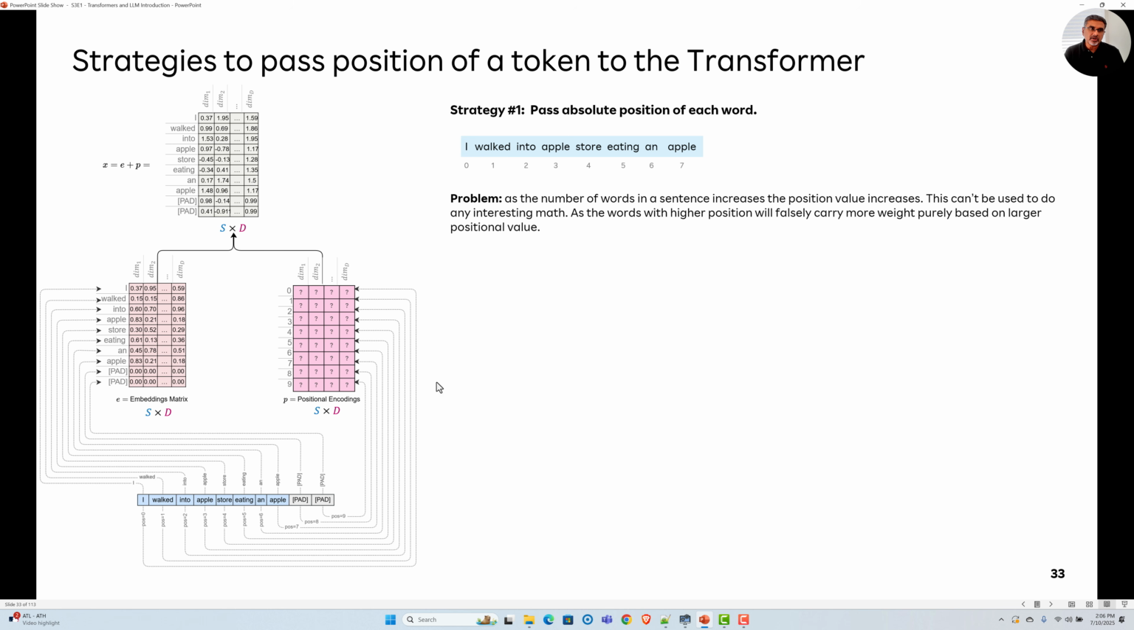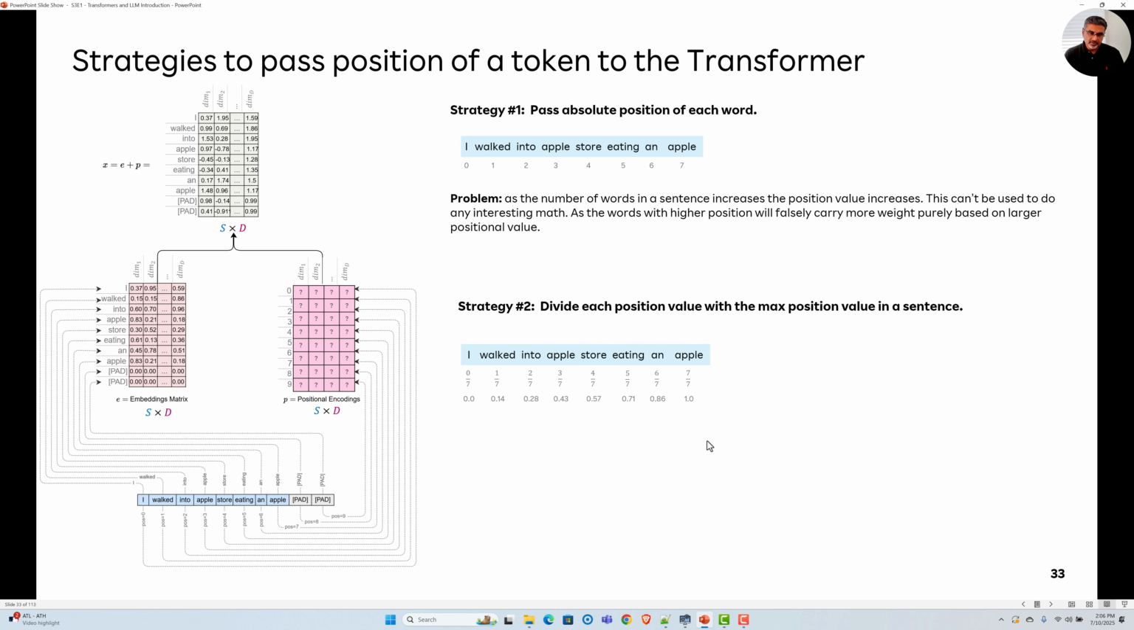And at the end of the day, I'm adding up these two vectors. When you add up these two vectors, does it mean that words that appear towards the end, which have larger position values, signify more meaning than the words that appear at the beginning? Absolutely not. Correct? So just using pure math to assign absolute position locations will not work at all. Okay, so that does not work.